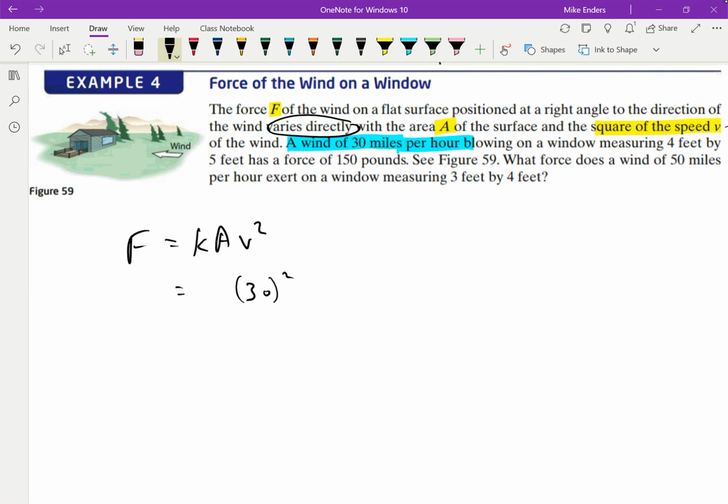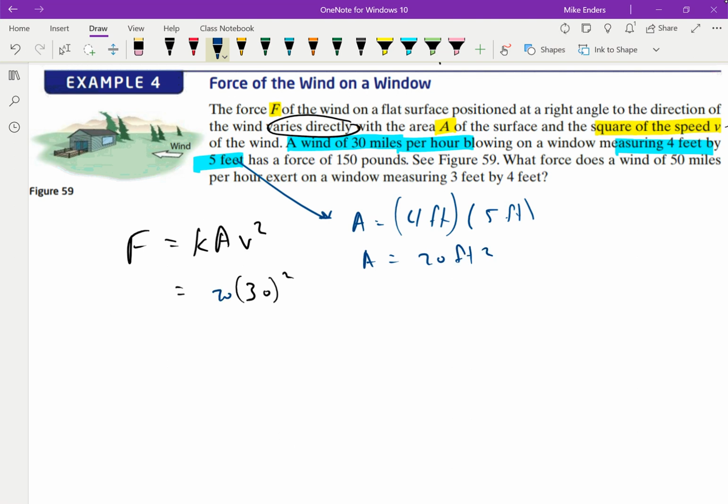Blowing on a window measuring 4 feet by 8 feet. So that's an area, isn't it? Okay, so my area is 4 feet by, what do we say, 5 feet. So my area then is 20 square feet. So I've got 20 in there. It has a force of 150 pounds, so that's my F. So 150 pounds, and I still don't know my K.